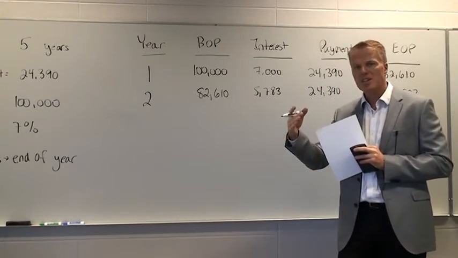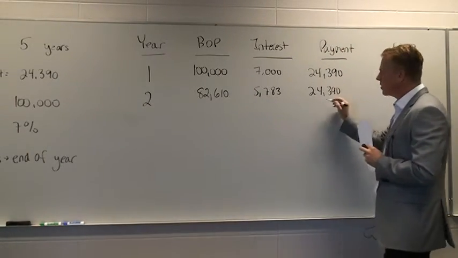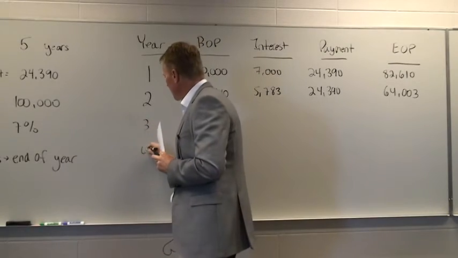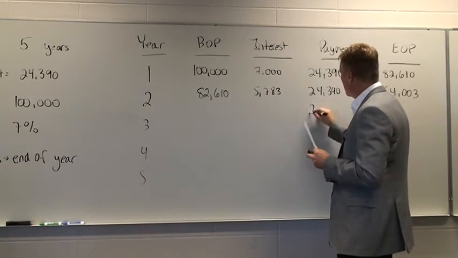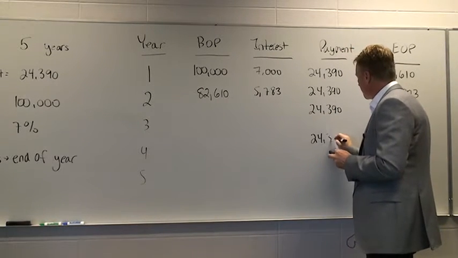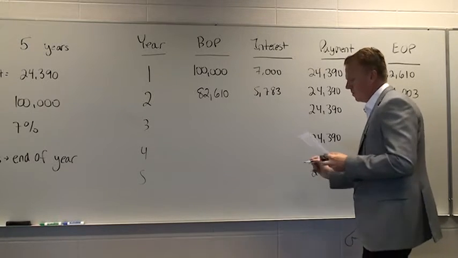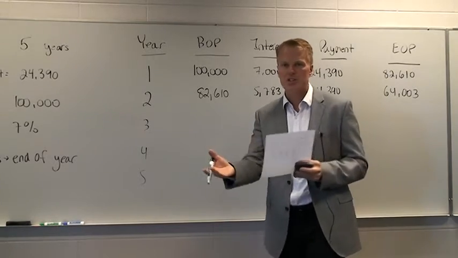Now, a couple things I want to highlight at this point. Our payments are always going to be the same. So one of the things you should start seeing now is that the payment will equal $24,390 for all 5 years. Now again, what is the objective of this?